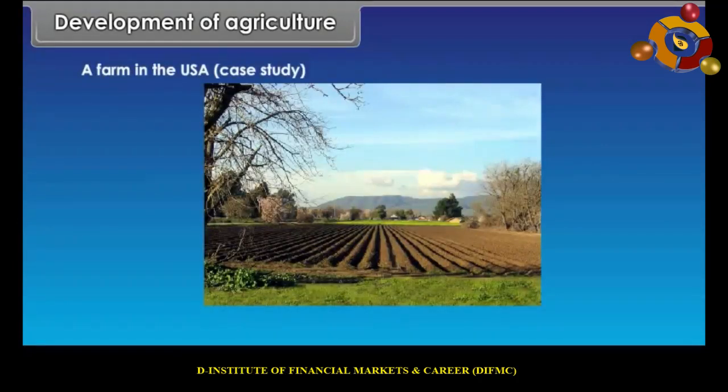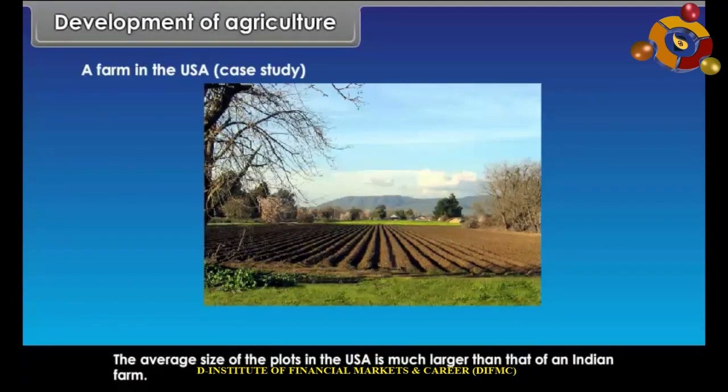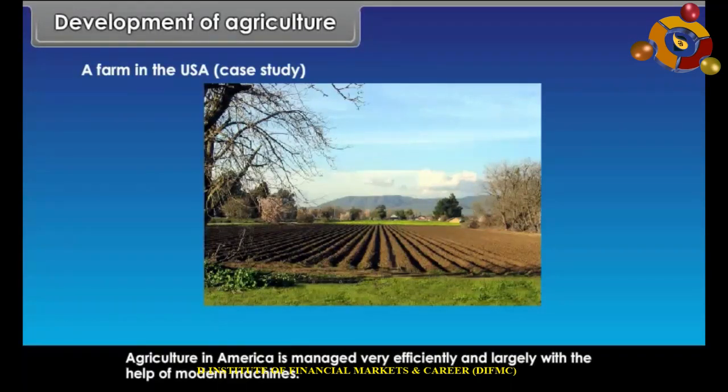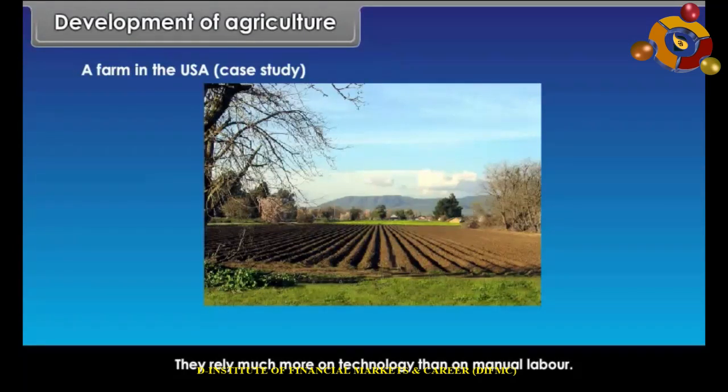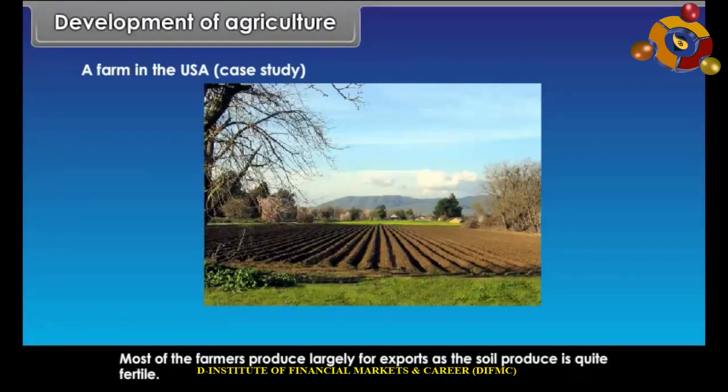A farm in the USA, a case study. Farmers in the USA generally reside in the farms. The average size of the plots in USA is much larger than that of an Indian farm. Agriculture in America is managed very efficiently and largely with the help of modern machines. They rely much more on technology than on manual labor. Most of the farmers produce largely for exports as the soil is quite fertile.